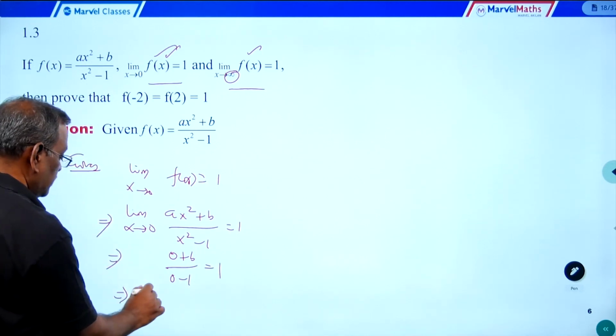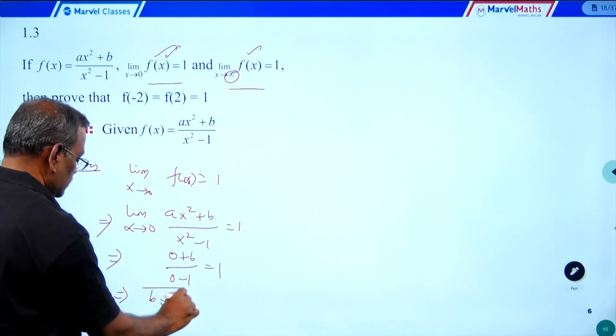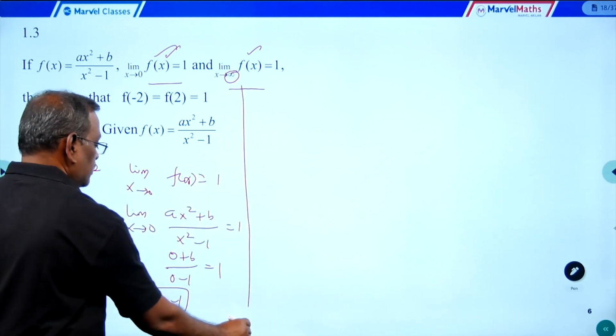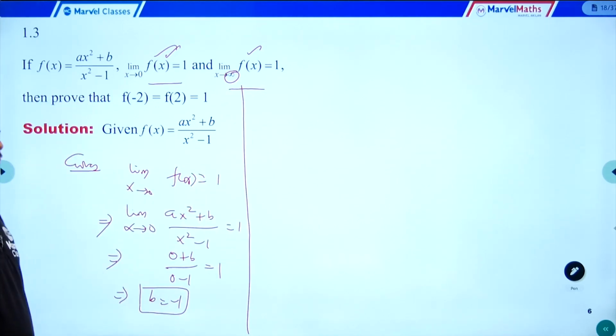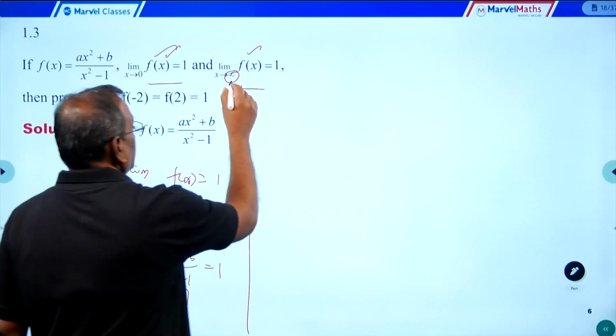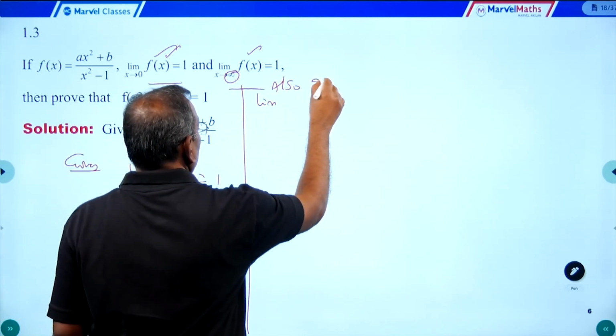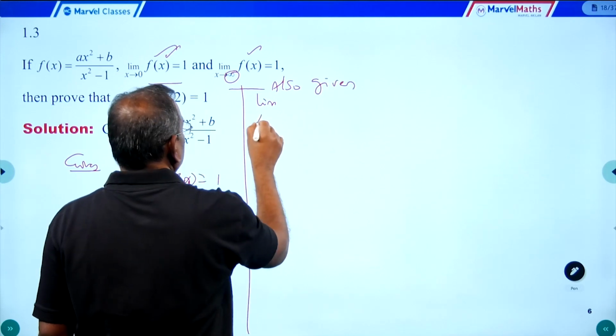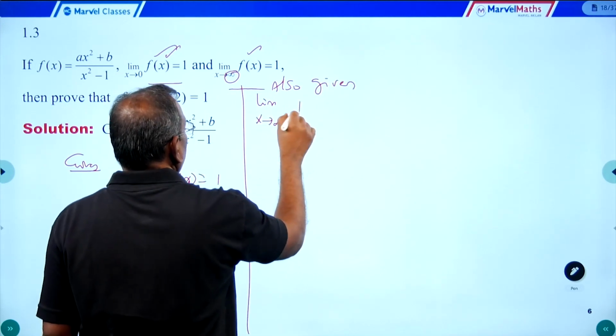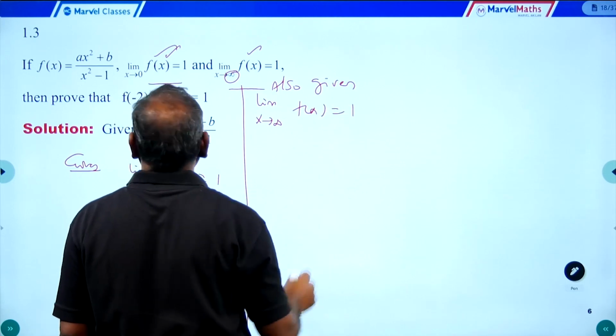Then what is the value of b? b equals minus 1. Clear? Now the second condition. What is the second condition? Also given, limit x approaches infinity, f of x equals 1.